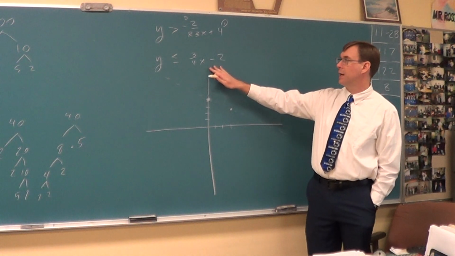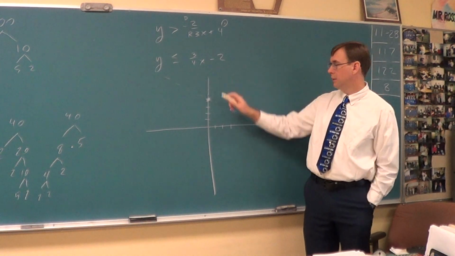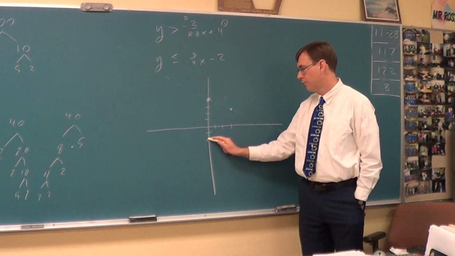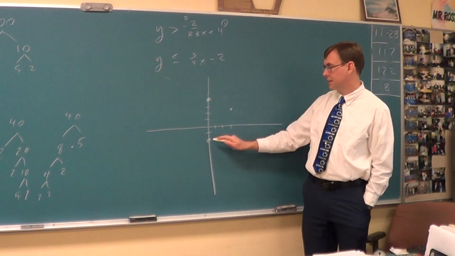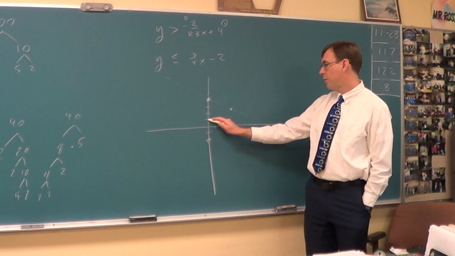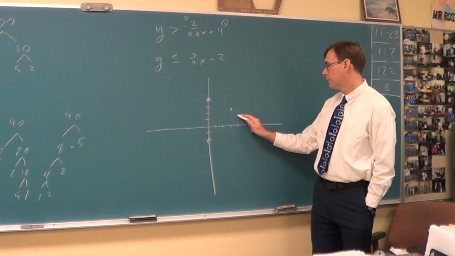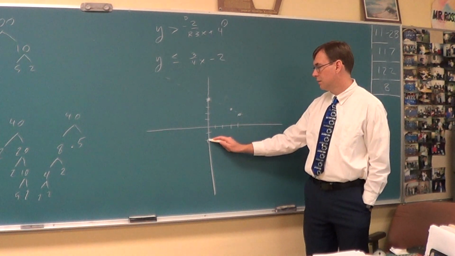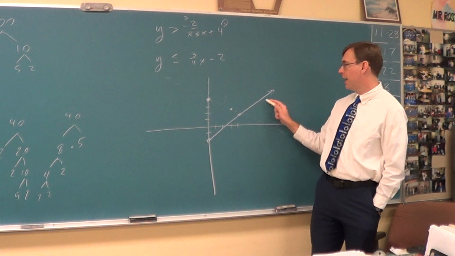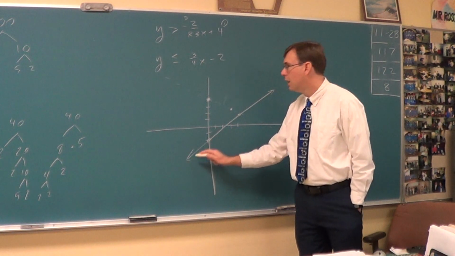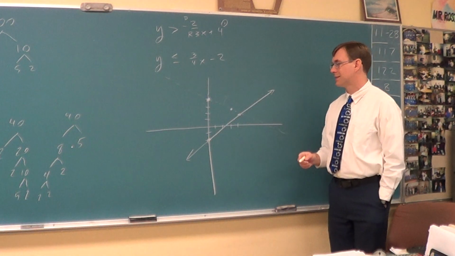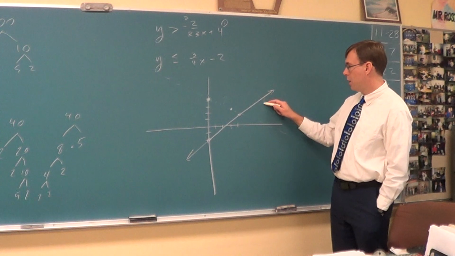Day 2, we have to take this into account. So if we do this line as well, where are we headed? Down to. From there, because of the slope, up 3, right 4. Type of line? Solid, because we got an equal sign. And then because that one's less, below it. I want to get below it.